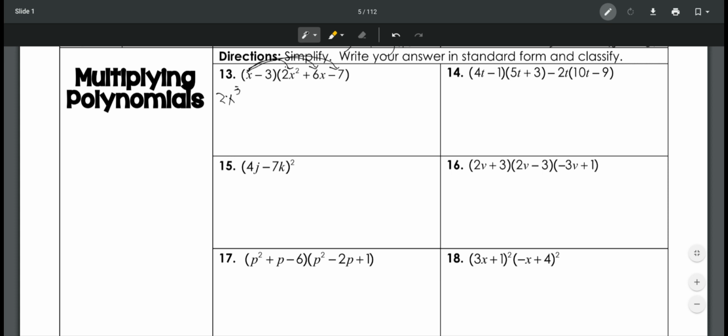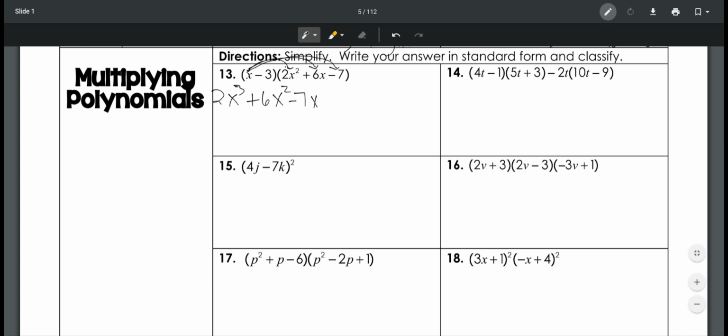x times 6x is positive 6x squared. Let me go back and write that a little bit clearer. Our first term was 2x to the third. Our second term is 6x squared. Our last term is x times negative 7, which is negative 7x.